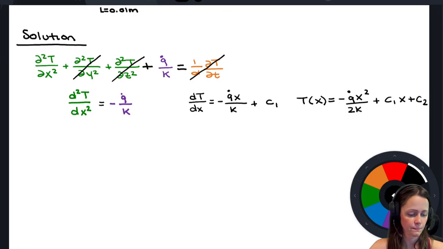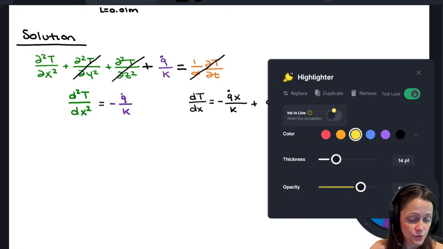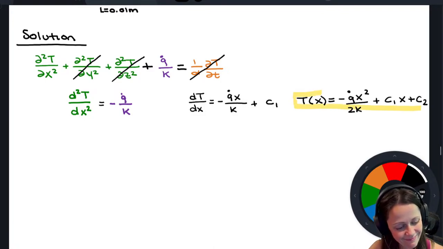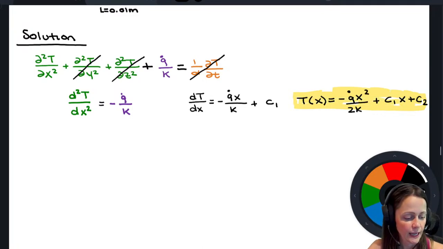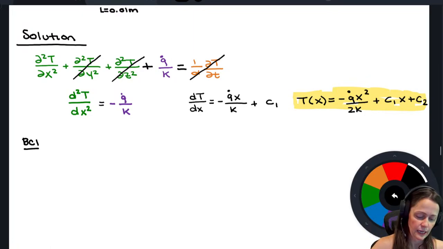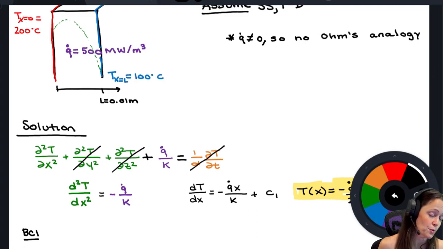All right, so I got my general solution over there. I'm going to highlight it because I'm very happy about it. Now we need to apply our boundary conditions to figure out what those constants of integration are. My first boundary condition, I'm going to pick the one at x equals zero, because things with a zero in them, I do that first, and that's going to make my math easier.